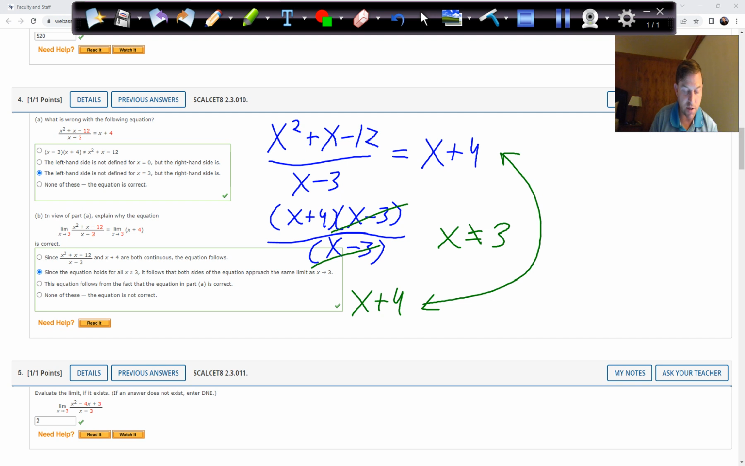It follows that both sides of the equation approach the same limit as x approaches 3. So if you plug 3 in here, you get 7. So this whole thing equals 7. If we were to plot this curve, and I won't, for the sake of time, you would see as x approaches 3 that it does converge towards 7. So they approach the same number. So their limits are equivalent.